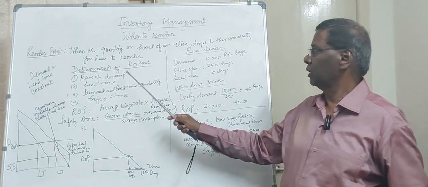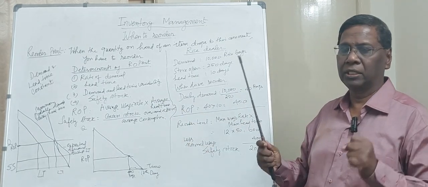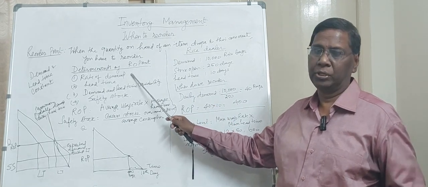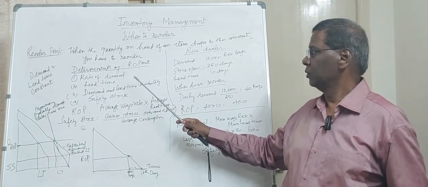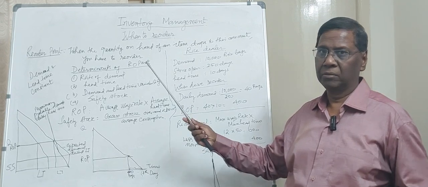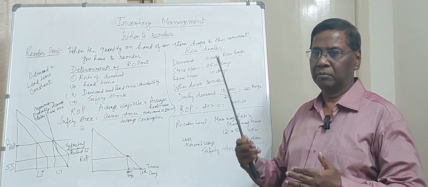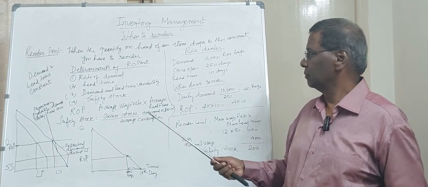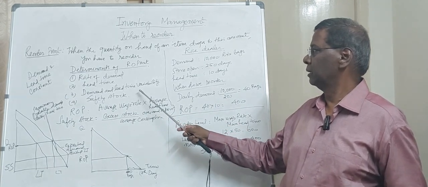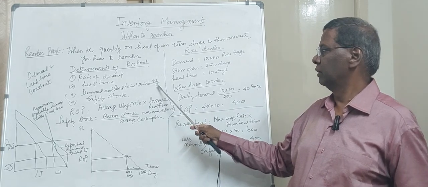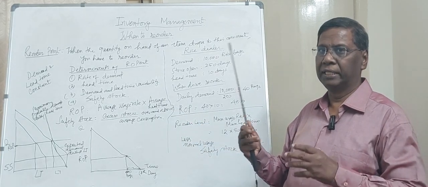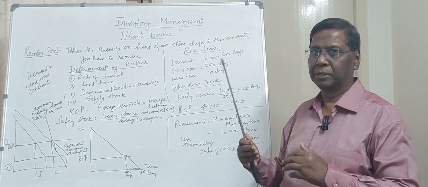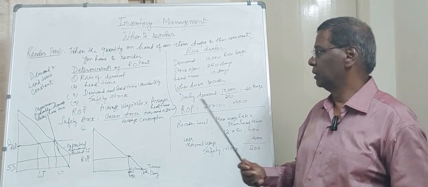So what are the deciding factors for reorder point? Rate of demand, the usage rate. We already discussed usage. Lead time, already discussed: the time between placing the order and getting the goods. Then lead time demand and lead time variability. There should not be any big variations. If there is too much variation, then everything will get upset. So the variability, then safety stock.